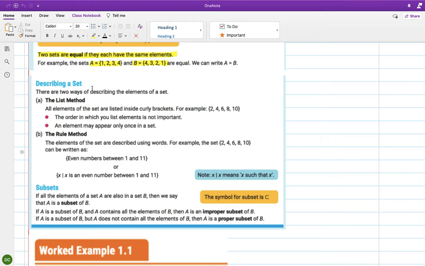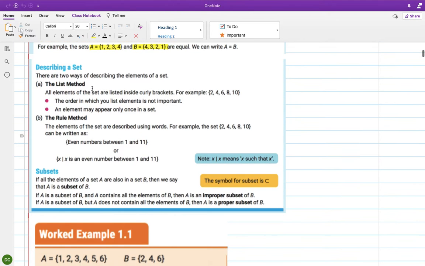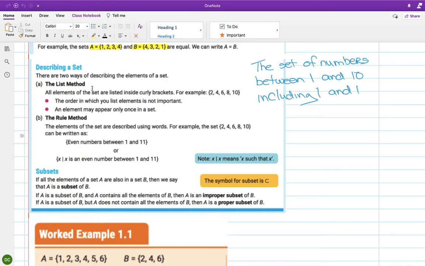Describing a set. You can either describe a set by listing the elements, or you can describe it. So the one I said a minute ago, the set of numbers between 1 and 10, including 1 and 10. That would be the rule method. So I've described what's in the set.